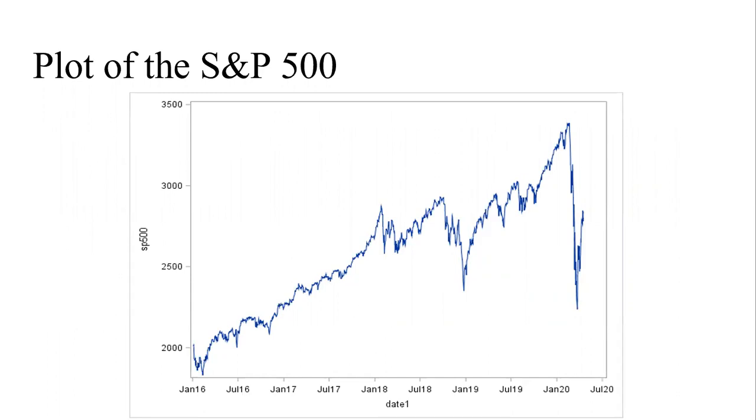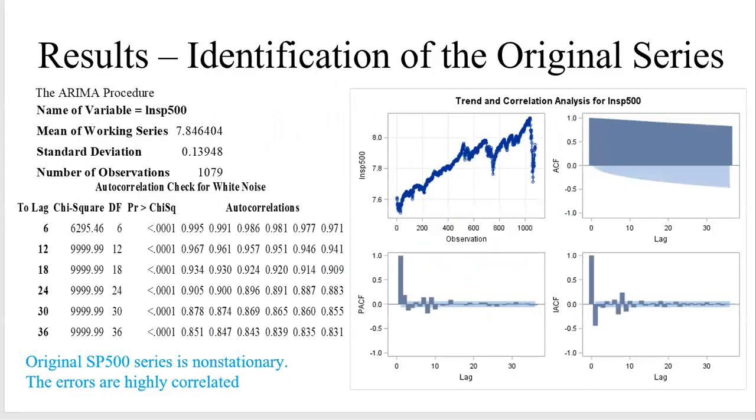In this slide, you can see the plot of the S&P 500 original series, and this gives an idea of the behavior of the series over the period from January 2016 to July 2020. The table on the left shows the descriptive statistics for the S&P 500. The total number of observations used in this analysis are 1,079.